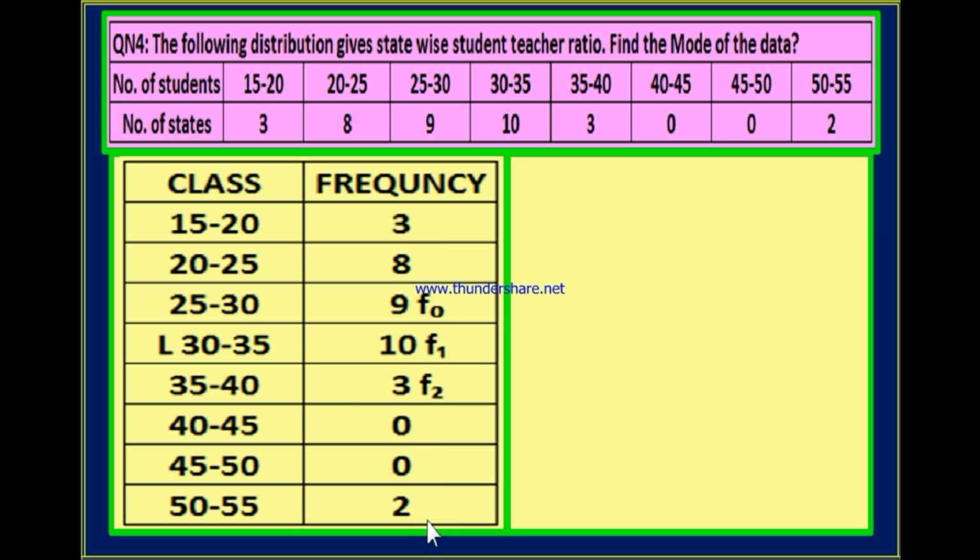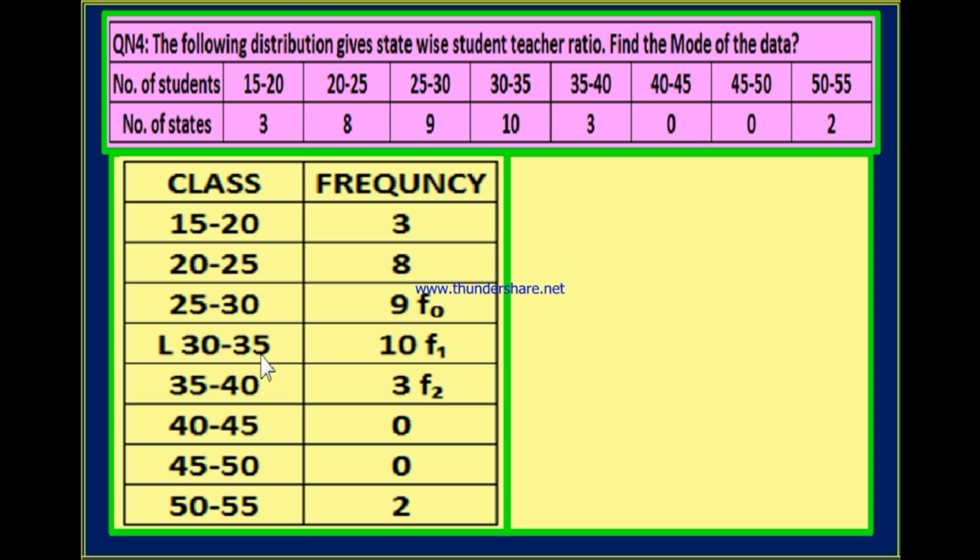Now, after drawing the classes and frequencies table, you have to pick up the highest frequency. Among all these frequencies, what is the highest frequency value? Highest frequency is 10. So, the class in which the highest frequency lies is called modal class. In this distribution, what is the modal class? Good. 30-35 is the modal class.